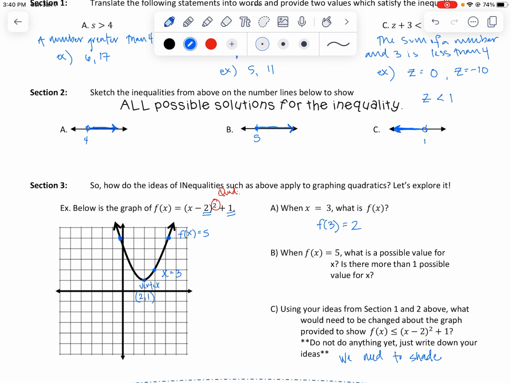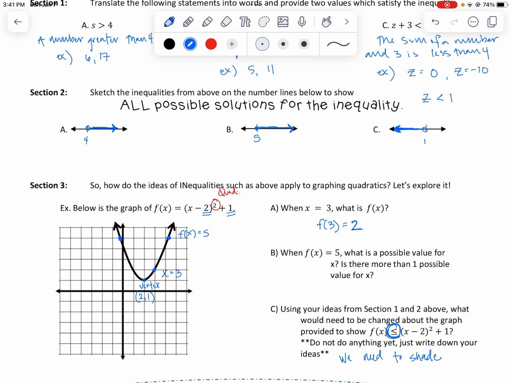All right. In part A, when x equals 3, what is f(x)? In other words, f(3) equals what? Well, when x is 3, the function equals 2. Now we're going to flip this around a little bit. When the function equals 5, so up here where y equals 5, what's a possible value for x? Is there more than one? Yes, there is.